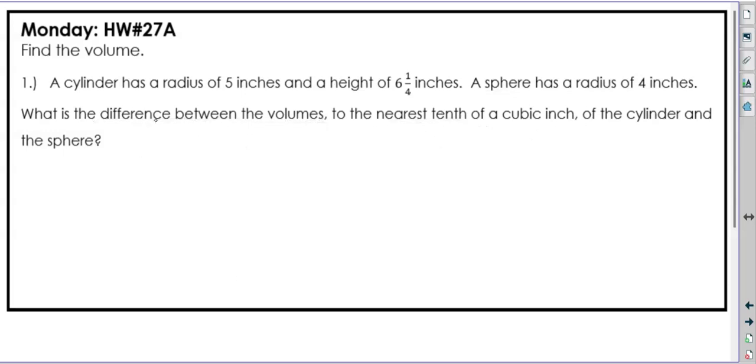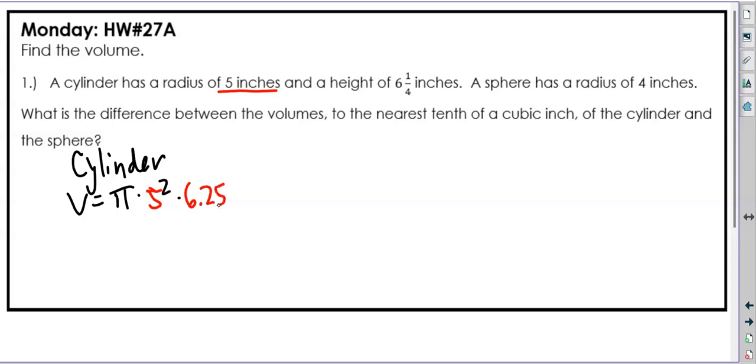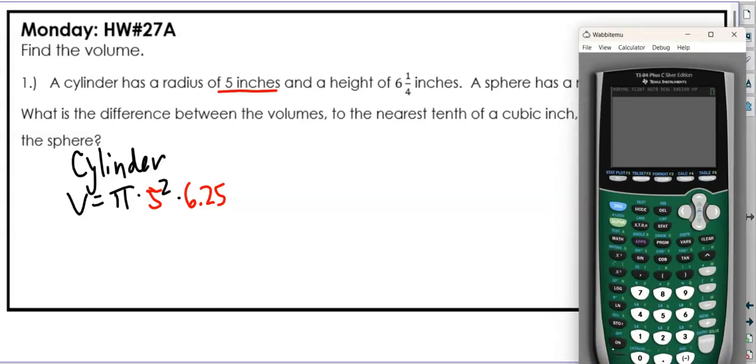So I want to find the difference between the volumes of the cylinder and the sphere. Let's start with the cylinder. I need to erase and replace my radius and my height. My radius is 5, squared, and my height is 6 1/4. I'm going to use the decimal 6.25. Now I'm going to pick up my calculator and type all of that math.